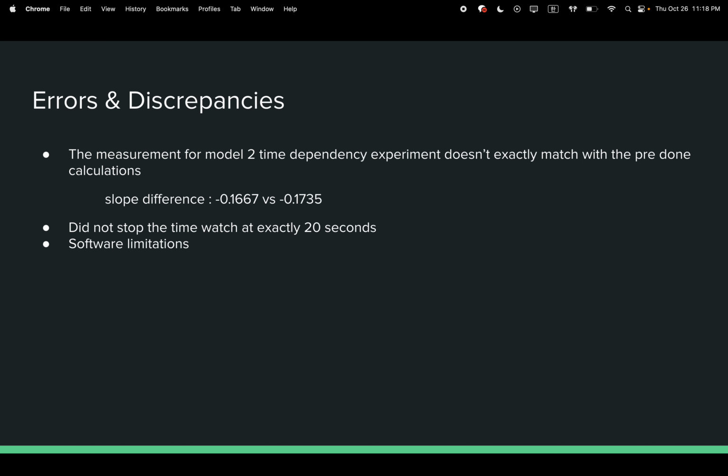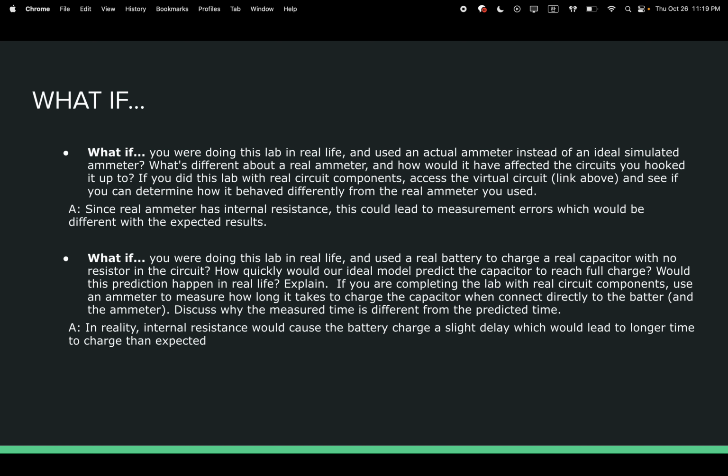The measurement for the Model 2 time dependency experiment doesn't exactly match the pre-done calculations. The reason is that I did not stop the stopwatch at exactly 20 seconds, so this can be considered human error, and there could also be software limitations for the model as well.